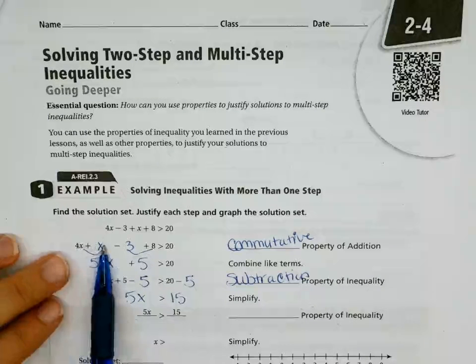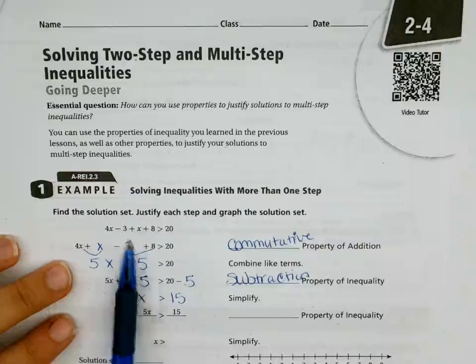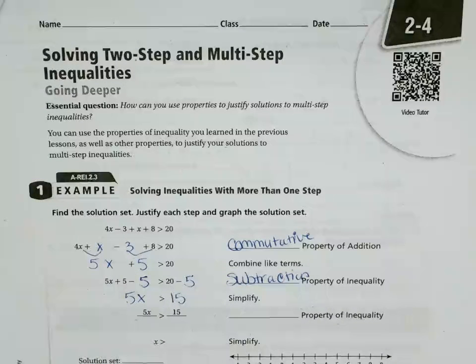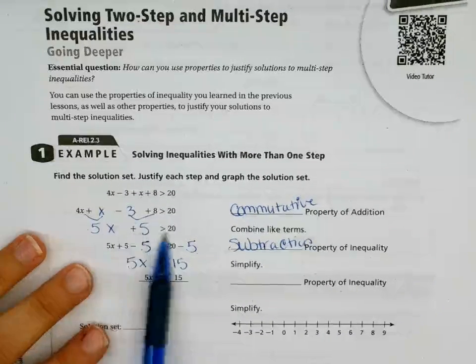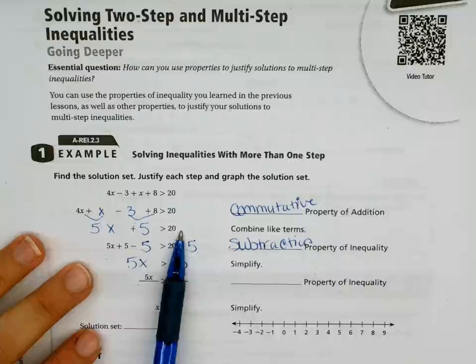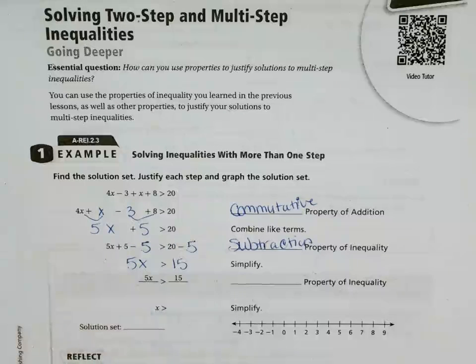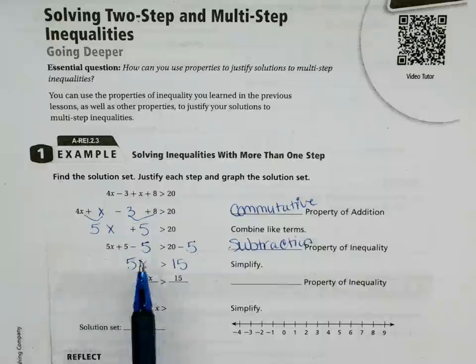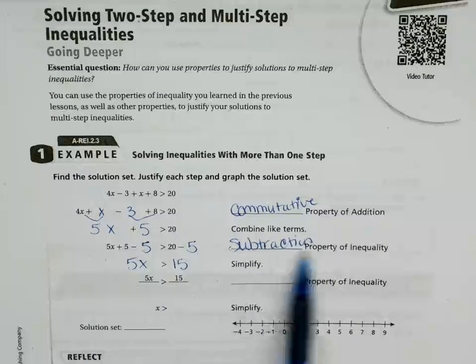4x's plus 1x is 5x's. Negative 3 plus 8, or 8 minus 3, is 5. So we have 5x plus 5 is greater than 20, after we combine those like terms. Next, to solve this two-step inequality, we're going to subtract 5 from both sides because we want to get rid of whatever's on the same side as the variable that is not attached to it first using opposite operations. What you do to one side, you must do to the other. So this is the subtraction property of equality.